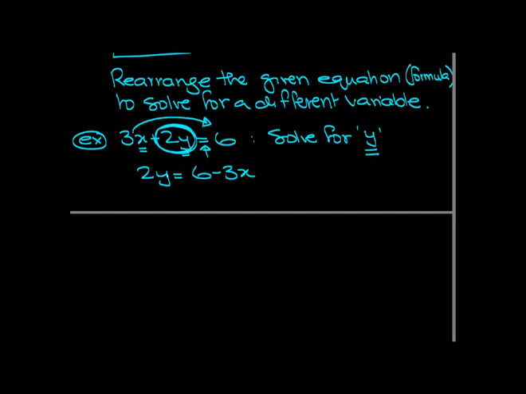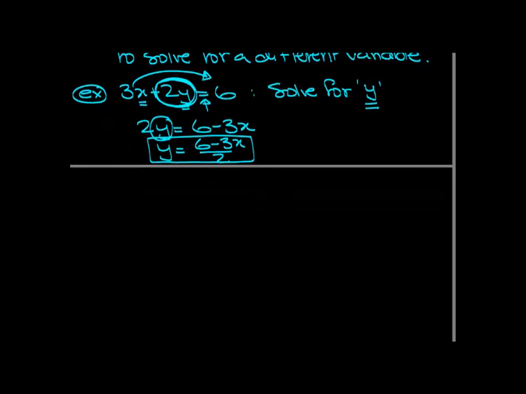And since the next step is to isolate y by itself, you divide both sides by 2. So we get y is equal to (6 minus 3x) over 2. So here is the equation solved for y. Now if you're given x, you can find y very easily. Okay, that's all we're doing. We're rearranging an equation to solve for one of the unknowns, one of the variables.